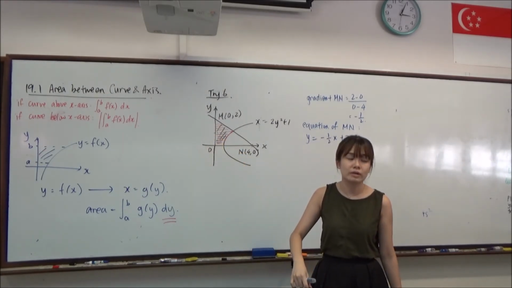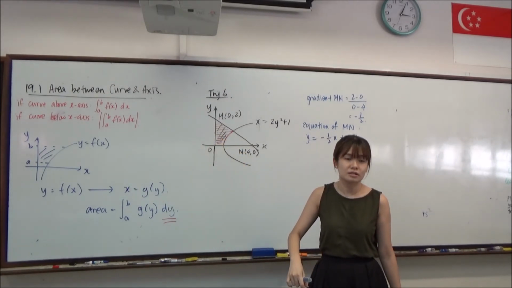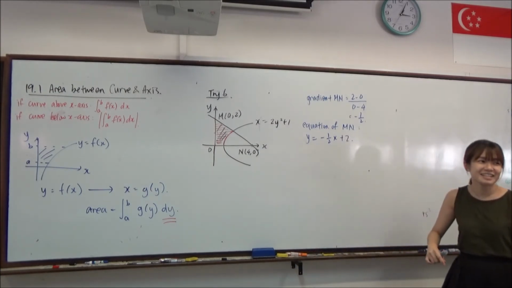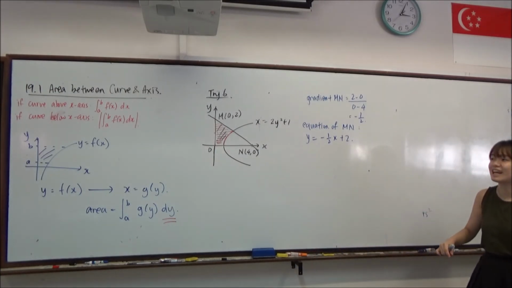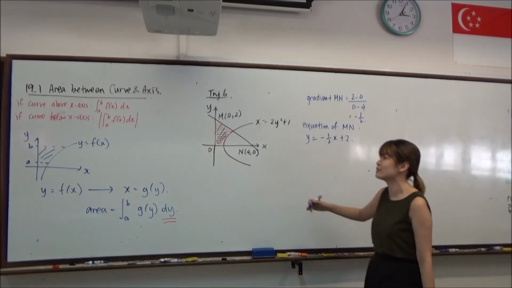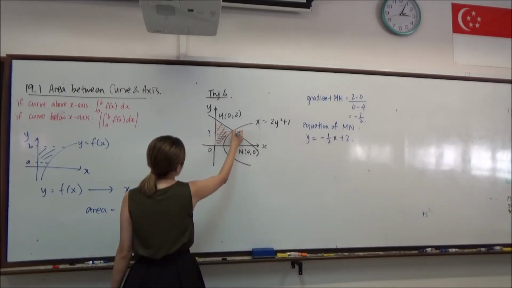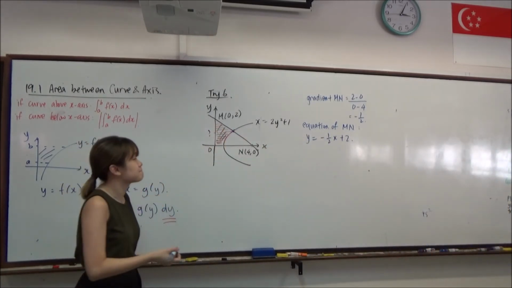Can we? Really? Can we now find the area between the lines? We cannot, right? Because we need to know what this point is. So we need to find out what the intercept is, correct?